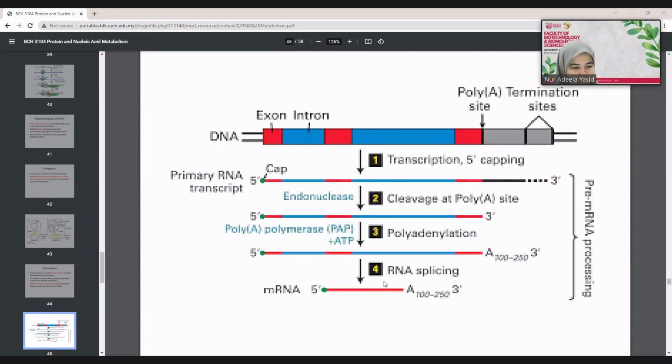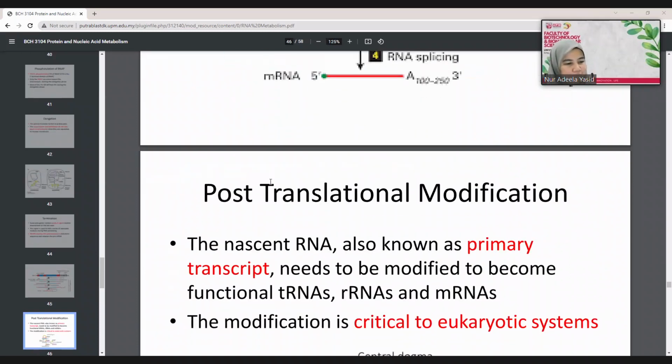You can see this diagram. What does it mean by capping? And also tailing at the 3' end. What does it mean by exon? What does it mean by intron? So this is just the termination site. Okay, wait a moment.